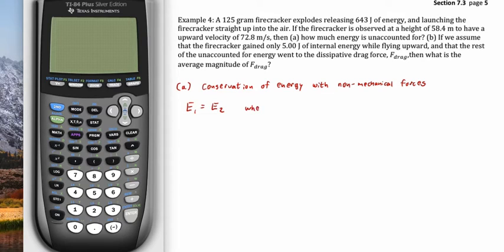Where point 1 is at explosion. So that's just the energy of the explosion. All right, so the energy input. And point 2 is at potential energy equals mgh, and kinetic energy equals 1/2 mv squared.